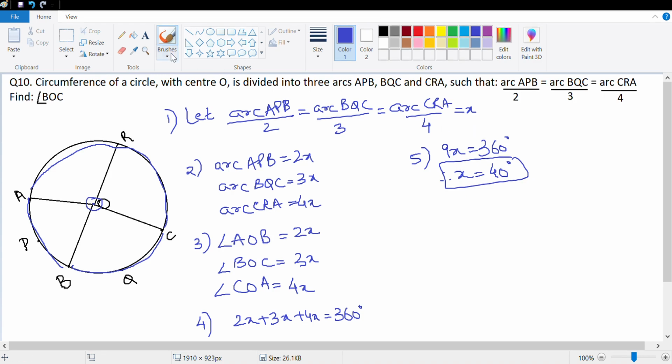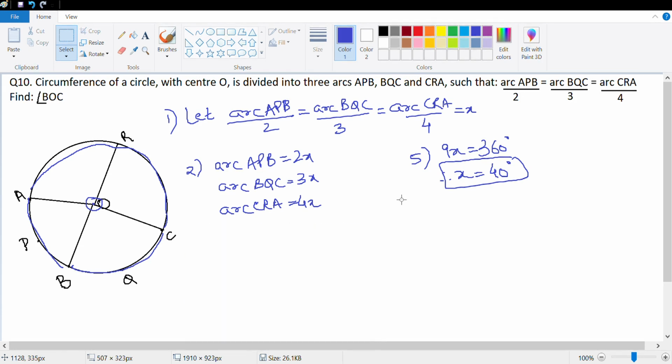Maybe I should take a different constant, because I have already taken x here. So I should take a different constant. My mistake here. I should have taken it earlier. I should have realized this earlier. Let me just erase this quickly, and let me take a different variable.